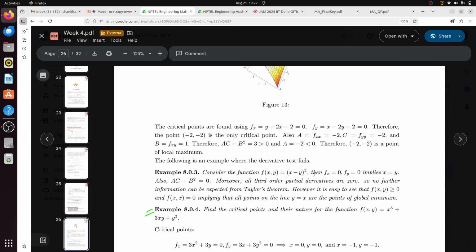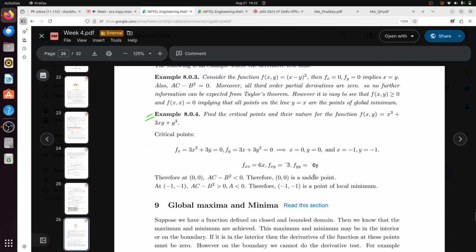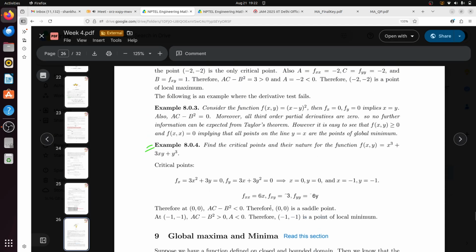So fx equal to 3x square plus 3y equal to 0, fy equal to 3x plus 3y square equal to 0, giving x equal to 0, y equal to 0 and x equal to minus 1, y equal to minus 1. Then fxx equal to 6x, fxy equal to 3, fyy equal to 6y. Therefore at 0 comma 0, ac minus b square is less than 0, so it will be a saddle point. And if you solve for minus 1, minus 1, you will get ac minus b square greater than 0 and a less than 0, so that will be a local maximum.